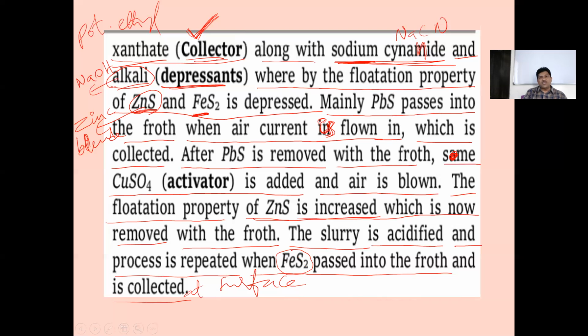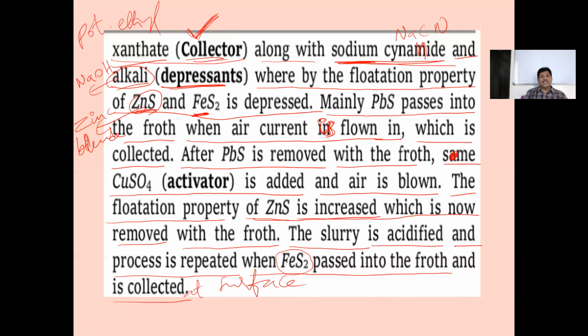First PBS is removed, then ZnS is removed, then FeS2 is removed here. How is PBS collected at the surface? PBS is collected at the surface by adding potassium ethyl xanthate as a collector. Sometimes pine oil will be used here.